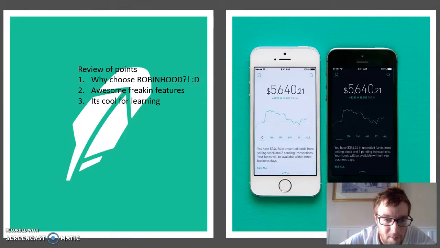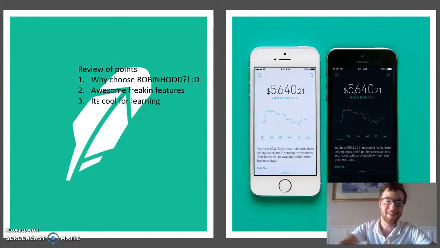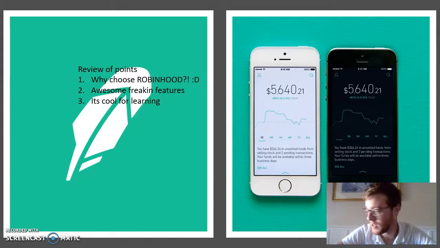Transition. Now here we have the review of points. So there's some really unprofessional language being used in this slide. Using all capital letters to emphasize what you're saying is not appropriate. Using both a question mark and an exclamation point, not appropriate. Using a smiley face emoji is not appropriate either.